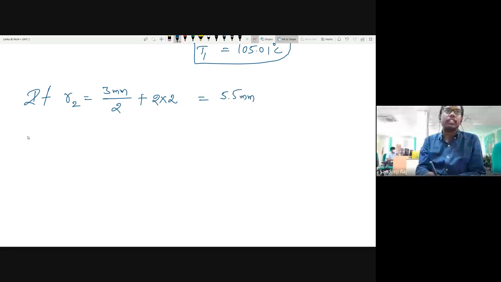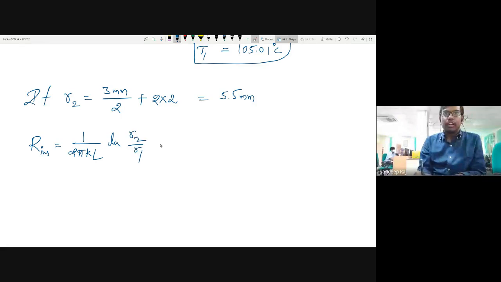So now for this R insulation, you have to find out. It is 1 by 2 pi KL ln R2 by R1 again. It is 1 by 2 pi. The K is 0.